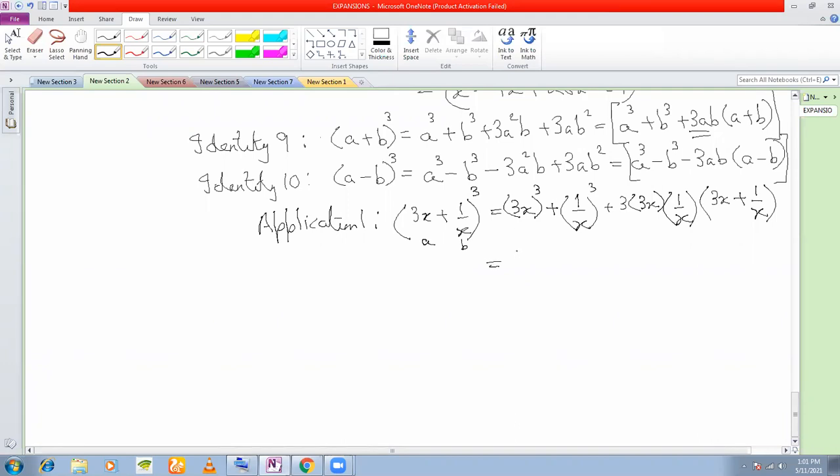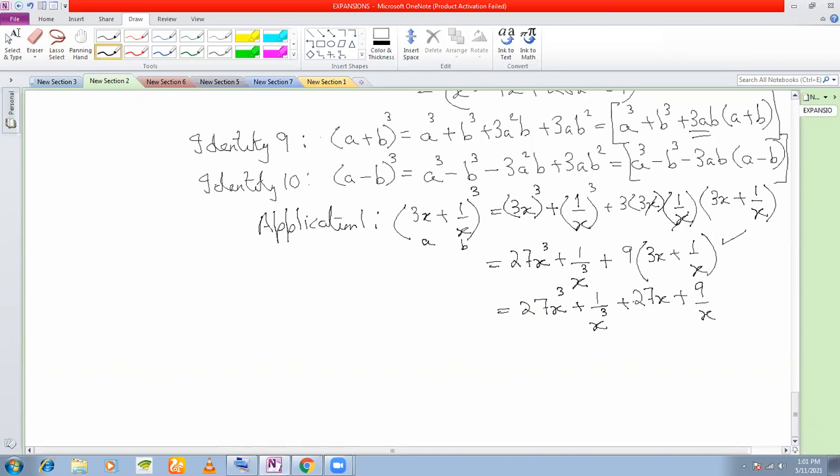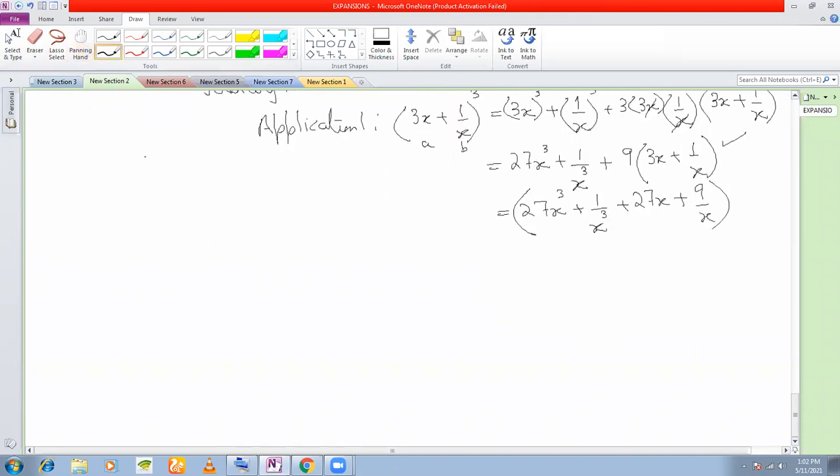3x whole cube will give you 27x cube. 1 by x whole cube is 1 by x cube. Plus now here what will happen? x and x will cancel here. We'll simply get a 9 into (3x plus 1 by x). You can leave your answer here, or you can multiply everything and simplify: 27x cube plus 1 by x cube plus 27x plus 9 by x. Okay, you can write your answer in this manner also. Okay, next application.